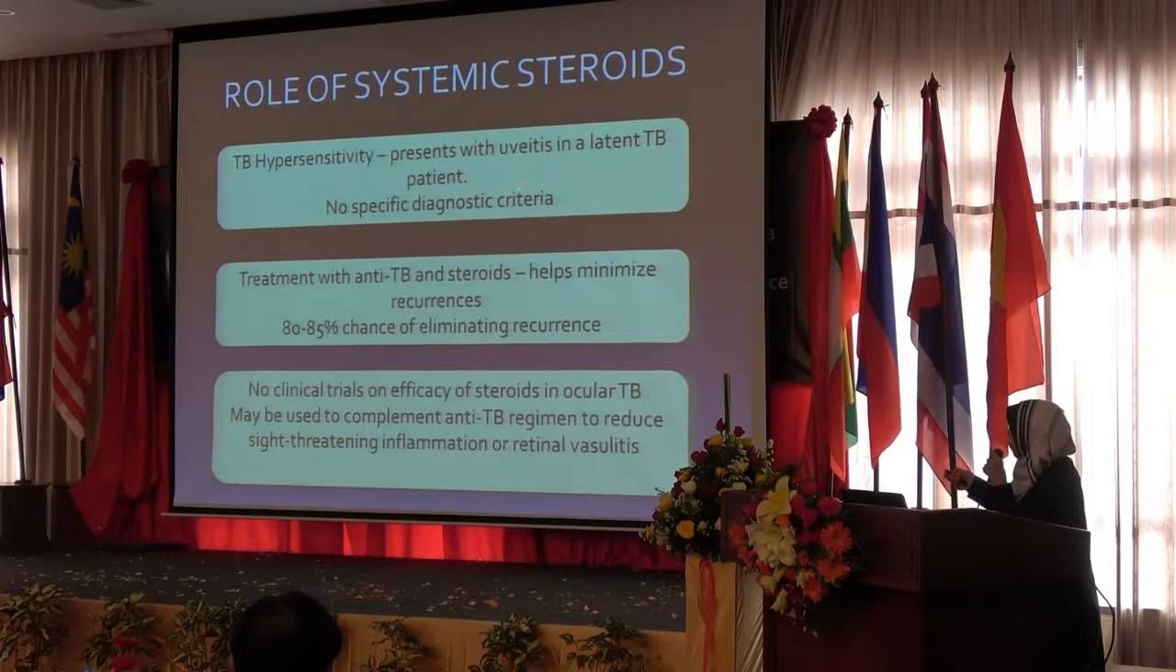So TB hypersensitivity and the role of systemic steroids is still unclear. It presents with uveitis in latent TB patients. There's still no specific diagnostic criteria, and we give a combination of anti-TB and systemic corticosteroids, which will help reduce the recurrence. And it's reported that there's an 80 to 85% chance of eliminating recurrence when you treat patients with hypersensitive TB with anti-TB as well. However, there are no clinical trials on the efficacy of steroids in ocular TB, and it may be used to complement the anti-TB regimen to reduce the sight-threatening inflammation and vasculitis.